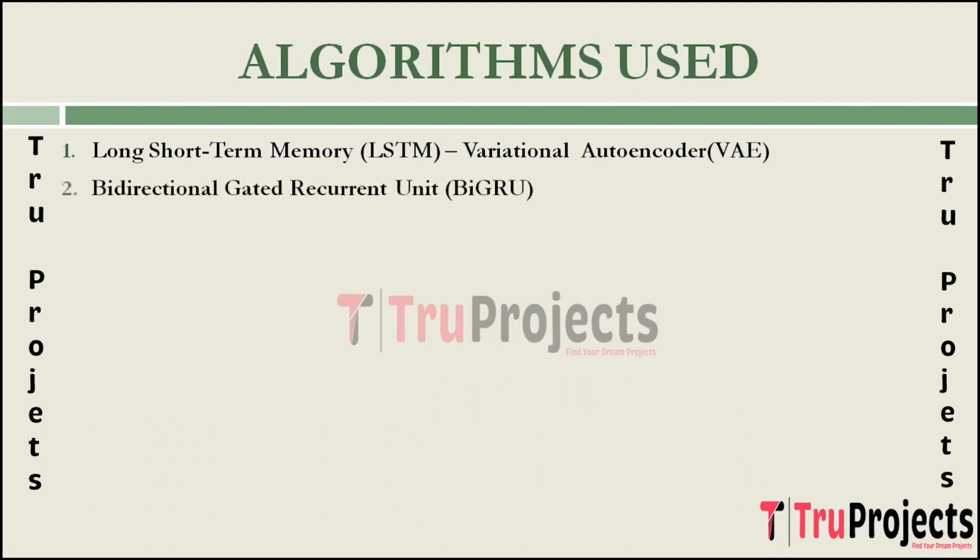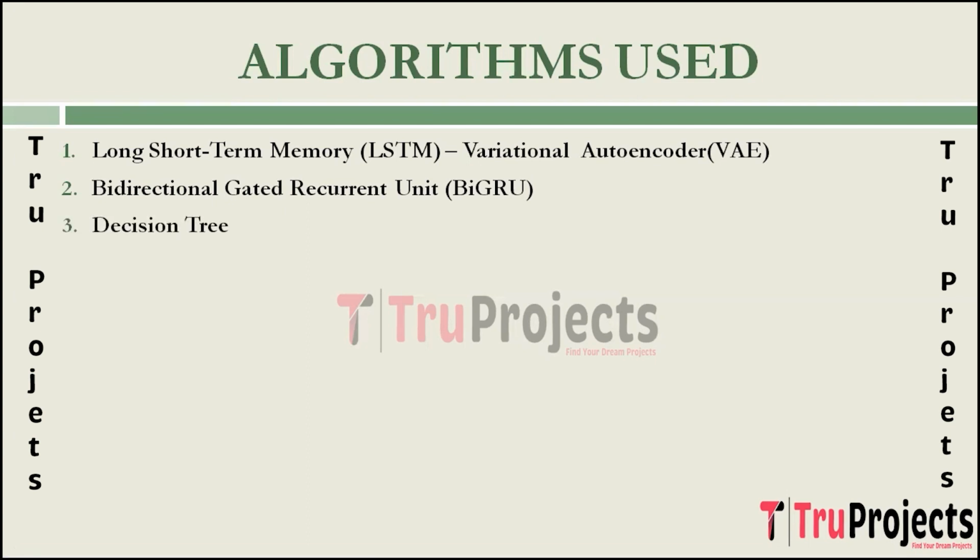The next algorithm is bidirectional gated recurrent unit, which is BiGRU. It is a variant of gated recurrent unit, which is a type of recurrent neural network. The bidirectional aspect allows the model to consider information from both past and future time steps when making predictions. BiGRU is chosen for its ability to capture dependencies in both forward and backward directions, enhancing the model's understanding of sequential patterns in the data. This is advantageous for tasks like intrusion detection where comprehensive context is crucial.